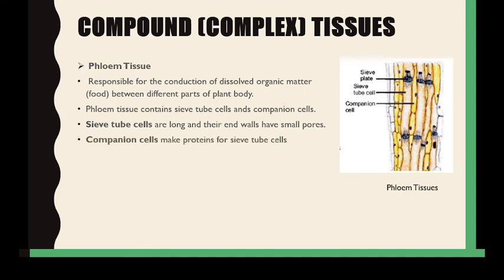another type is companion cells, which make protein for sieve tube cells. And along with them companion cells are attached, these are the companion cells. The slightly yellow colored ones you see, these are the companion cells.